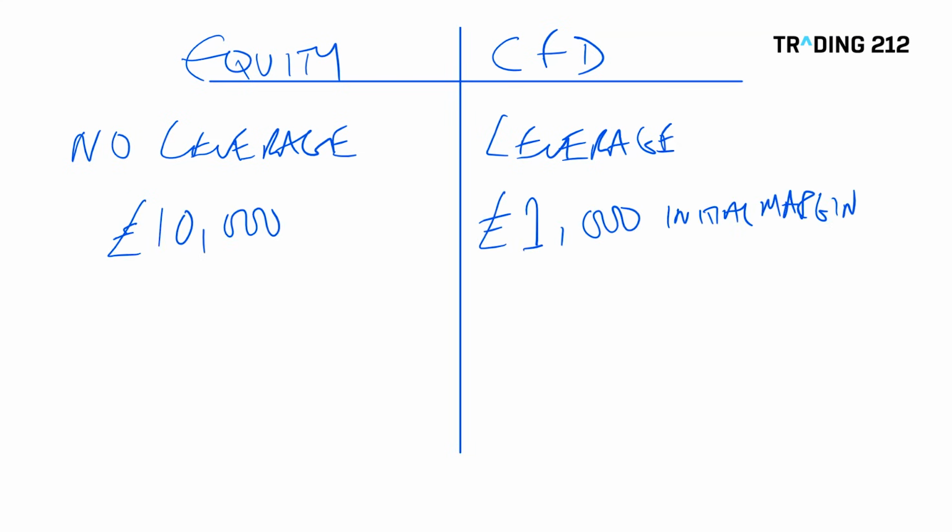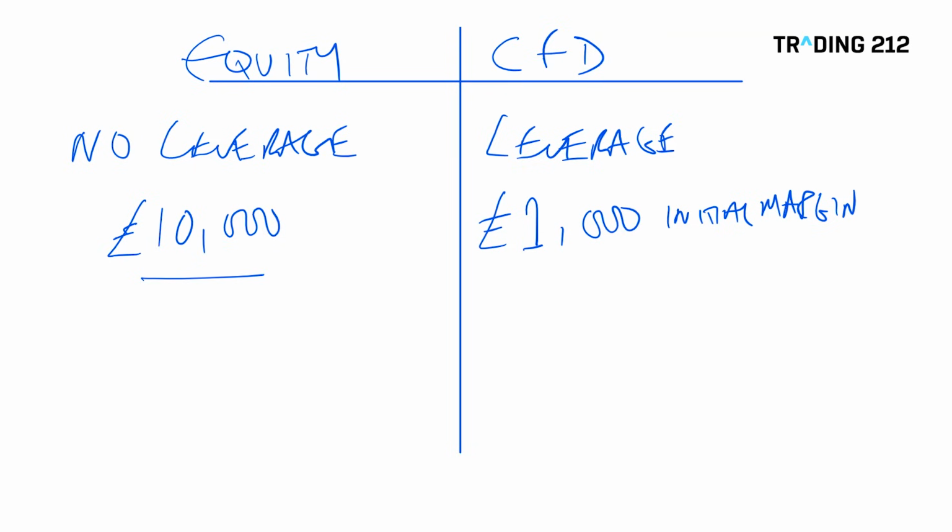So if we're buying £10,000 of actual physical shares, physical equity, typically there's no leverage if we're buying shares. So if you want to have £10,000 worth of BT, for example, you need £10,000 in your account, plus the commission, plus the stamp duty. We'll come to all that in a minute.